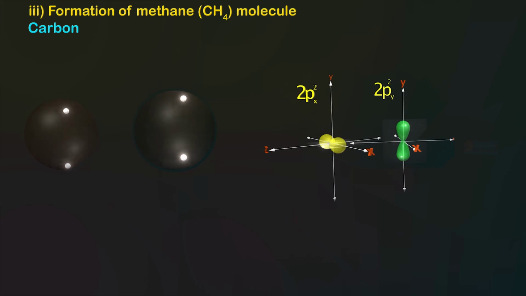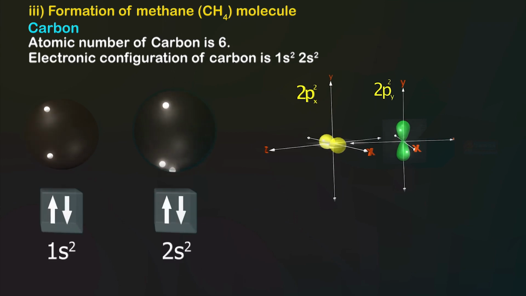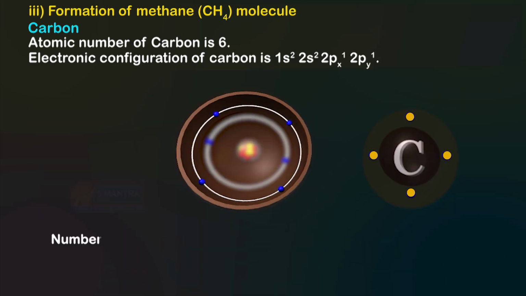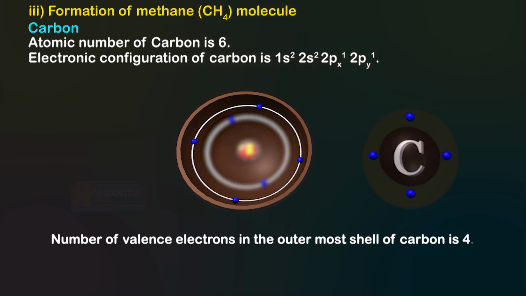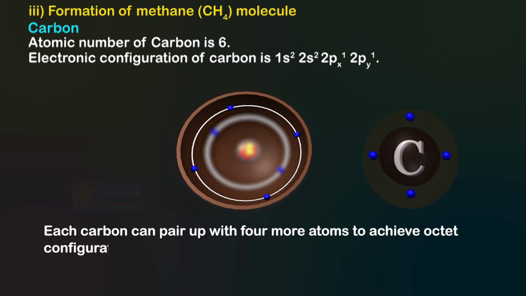Carbon. Atomic number of carbon is 6. Electronic configuration of carbon is 1s2, 2s2, 2px1, 2py1. Number of valence electrons in the outermost shell of carbon is 4. Each carbon can pair up with 4 more atoms to achieve octet configuration or stability.